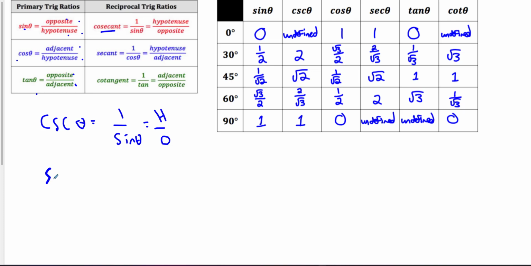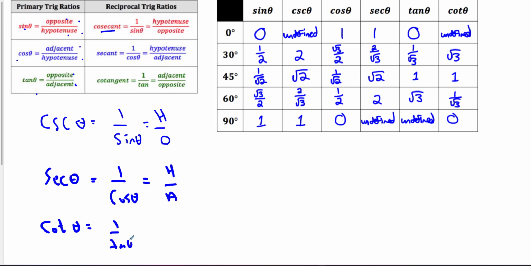Secant, which is SEC, secant theta, is the same thing as 1 over cos theta. And what does that mean? Well, if cos is adjacent over hypotenuse, then secant is just hypotenuse over adjacent. And cotangent, which is COT, is the same thing as 1 over tan. And that's tan is opposite over adjacent, so this is adjacent over opposite.